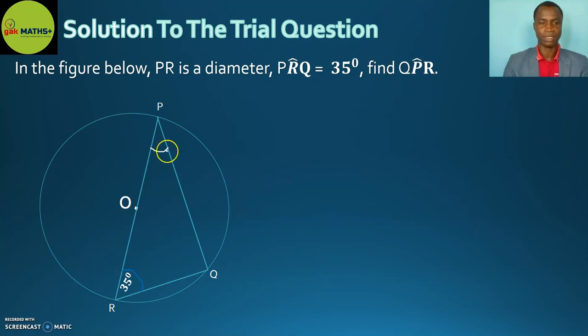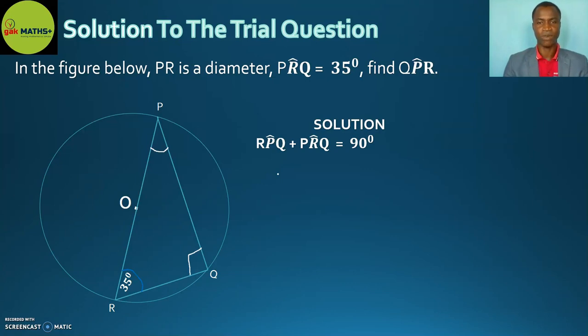If you take a look at the shape, you will note that the angle we are expected to find is subtended at P, and the angle we are given is subtended at R. And from the theorem, angles subtended on the circumference of the circle from a diameter is a right angle. That is, the angle subtended at Q is 90 degrees. So, the angle subtended at P plus the angle subtended at R will give us a sum of 90 degrees. So, we have angle RPQ plus angle PRQ is equal to 90 degrees.